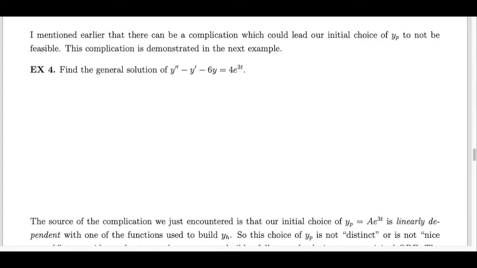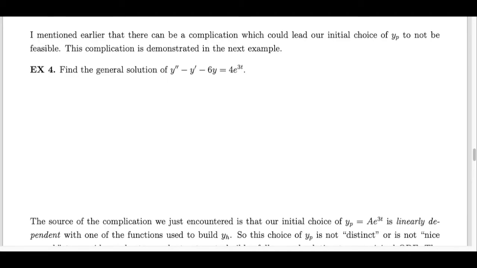You may have noticed a few times throughout the lecture so far, I've indicated that this y sub p that we pick is our quote-unquote initial choice of y sub p. And I mentioned earlier that when it comes to selecting this y sub p, there's a complication that can arise that will force us to throw out our initial choice of y sub p. We have to modify it to accommodate this complication.